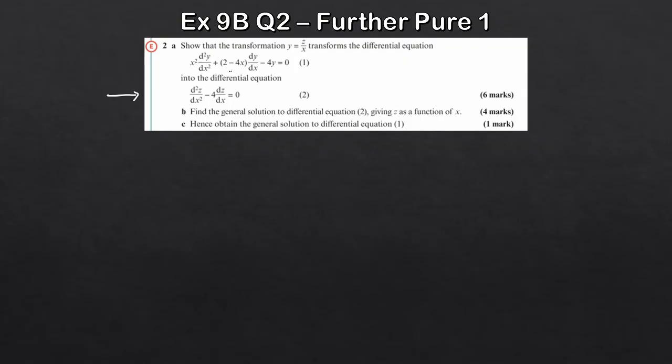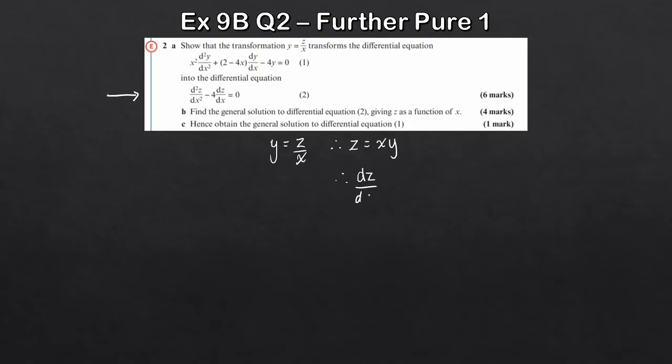So it might be easy if I just demonstrate this. Remember, rearrange this to be in terms of z. So y is equal to z over x. So in other words, z is equal to xy, just times it across by x. Using this fact now, I can work out dz by dx and then the second derivative.